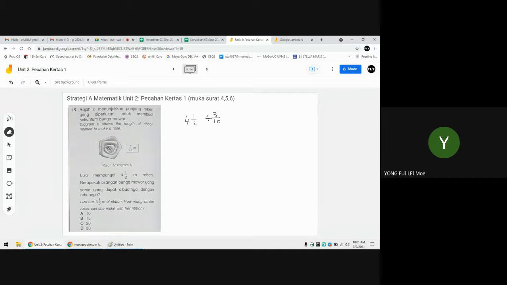Okay, so next, I'm going to use another color. Change it, 9 over 2, inverse it, change it to multiplication and inverse it. Okay, 3, 1, 3, 3, 2, 1, 2, 5. So this is 15 over 1, which is also 15. So your answer is 15.